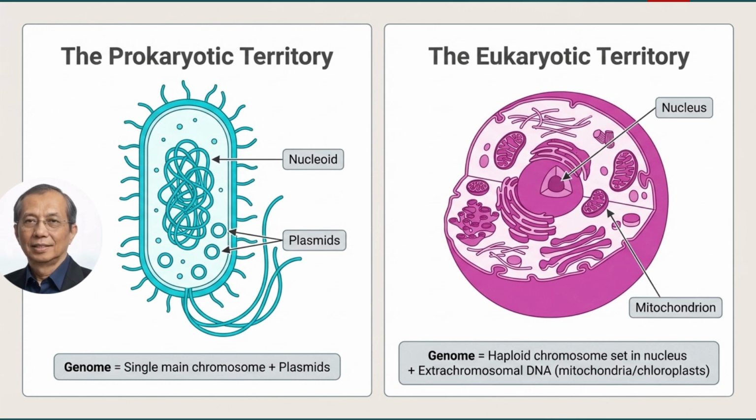In contrast, the eukaryotic territory, encompassing organisms from fungi to humans, features a more complex genomic arrangement. Here, the primary genome is housed within a membrane-bound nucleus, organized into multiple linear chromosomes. Additionally, eukaryotes possess extrachromosomal DNA in organelles like mitochondria, and in plants, chloroplasts.